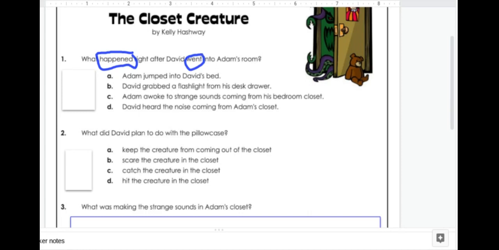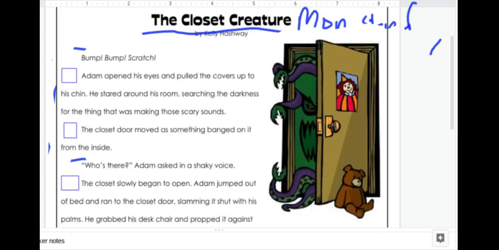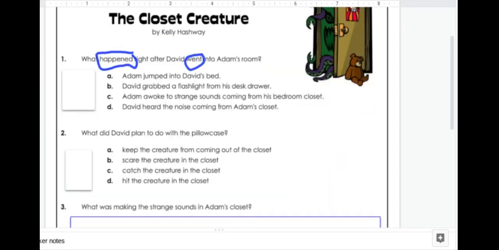Now, going to R. The letter R in Unwrap is to read the passage. So therefore, you go back up to your story and you will read your passage all the way through. You're now at the letter A in Unwrap, so you will answer the question. So I will ask that you please mark out 2 answers that are not correct at all. A, Adam jumped into David's head. Well, that is not right, because that's not what happened when he went right into Adam's room.